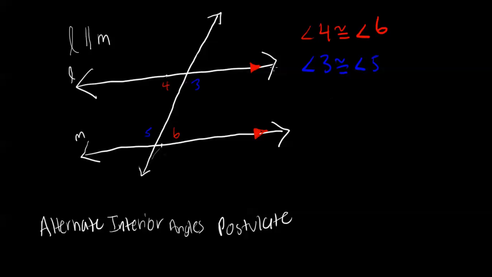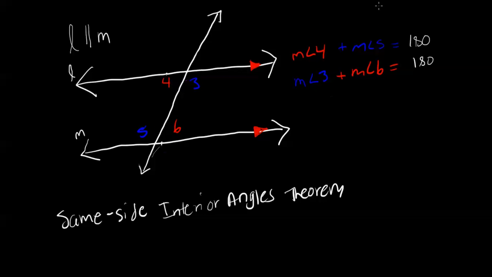Because it says alternate interior angles theorem, we're going to look at the interior angles, which are 4, 3, 5, and 6. And then alternate interior, so we can see that 4 and 6 are on opposite sides of the line, so they are alternate, and they are therefore congruent to each other. And 5 and 3 are alternate and interior, so they are congruent to each other also. Make sure that line L and M are parallel to each other in order for the alternate interior angle theorem to work.